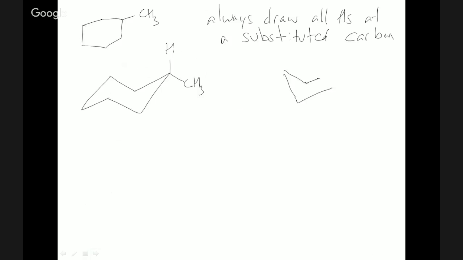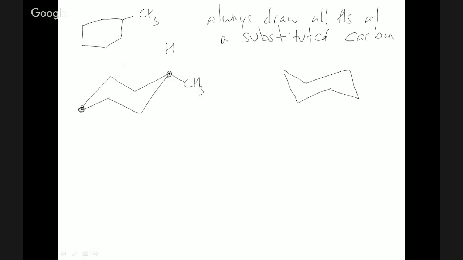And you always draw all H's at a substituted carbon. So whenever I have a substituent, I want you to draw the H like I've drawn. So if the CH3 is in the equatorial in this conformation, the H is in the axial. And we're going to draw the other conformer.